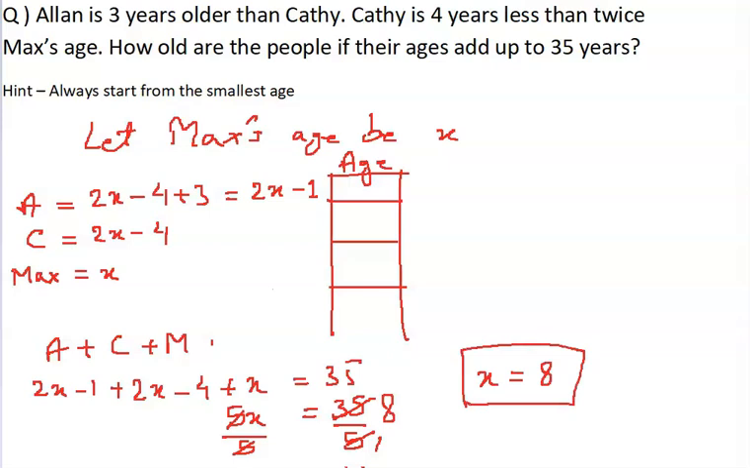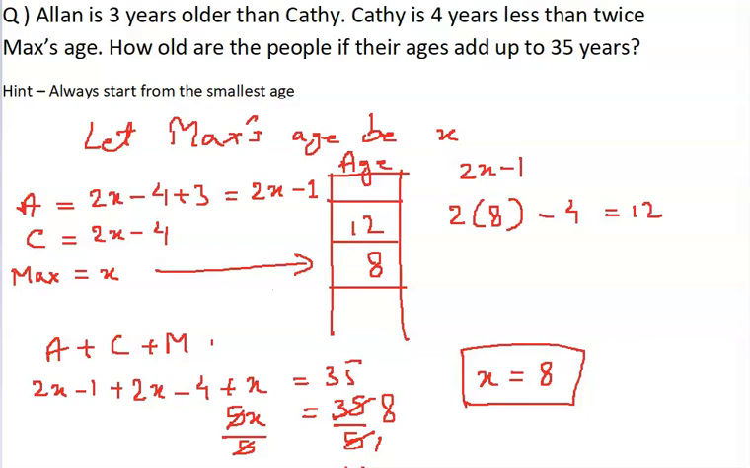This is Max's age. Kathy's age, however, is 2 times 8 minus 4, which is 12, because x is equal to 8. Alan's age, however, is 2x minus 1, which is equal to 15.